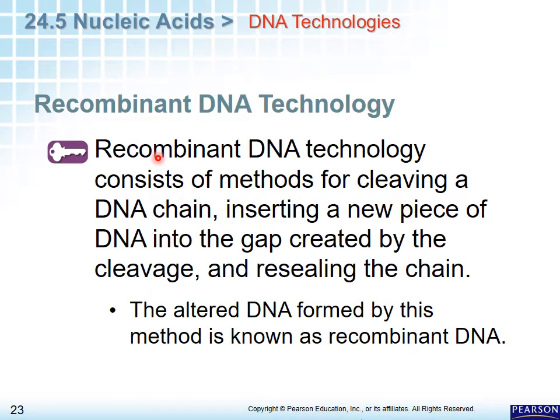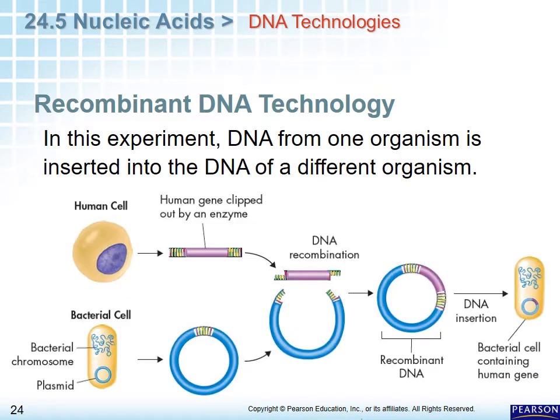Now, the second technology is recombinant DNA technology. Recombinant DNA technology consists of methods for cleaving a DNA chain, inserting a new piece of DNA into the gap created by the cleavage, and releasing the chain. The altered DNA formed by this method is known as recombinant DNA.